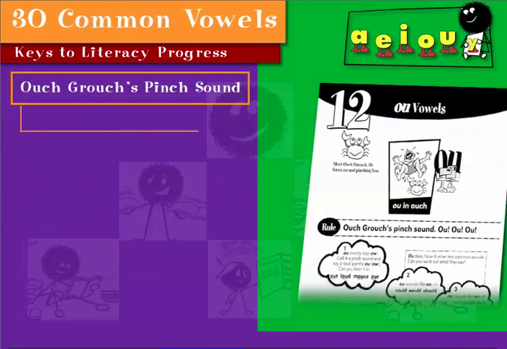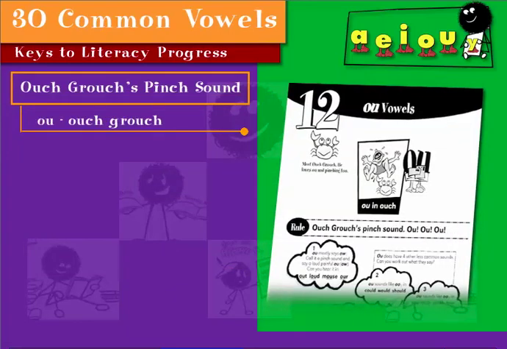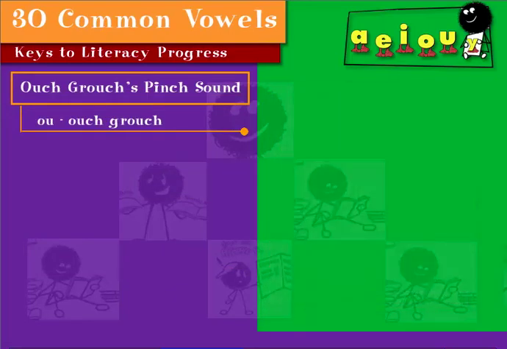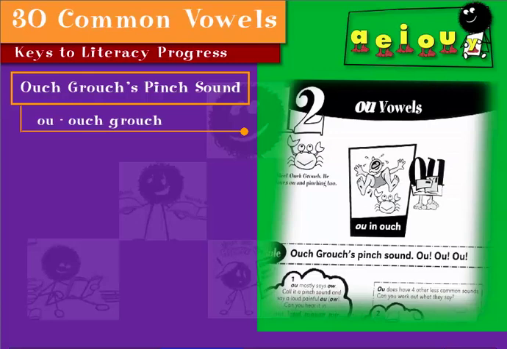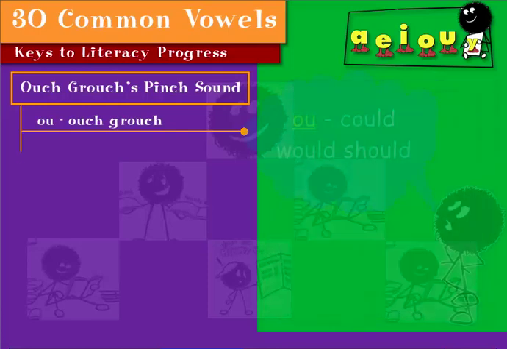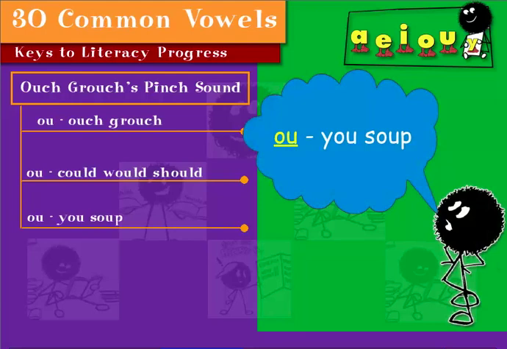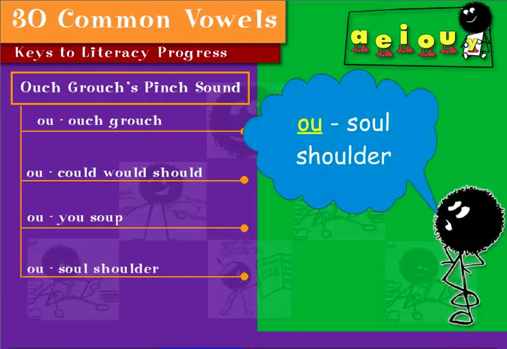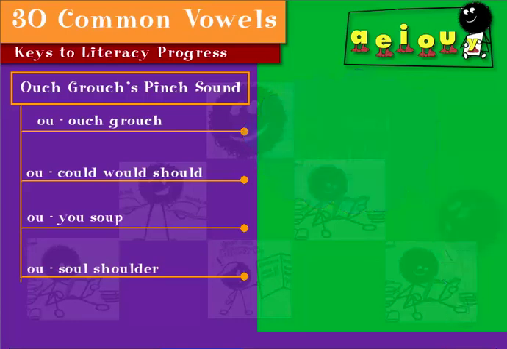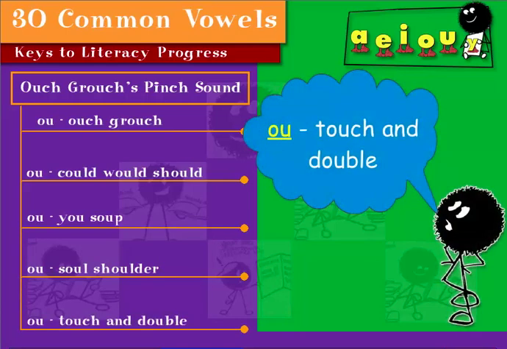Last but not least, meet Ouch Grouch's pinch sound, OU. OU actually has five sounds, but in 90% of OU words it says ow. So to keep it simple, teach OU says ow, just like ouch. It's a pinch sound. OU's other sounds are U, as in could, would, should, oo, as in you and soup, O, as in soul and shoulder, and u, as in touch and double.